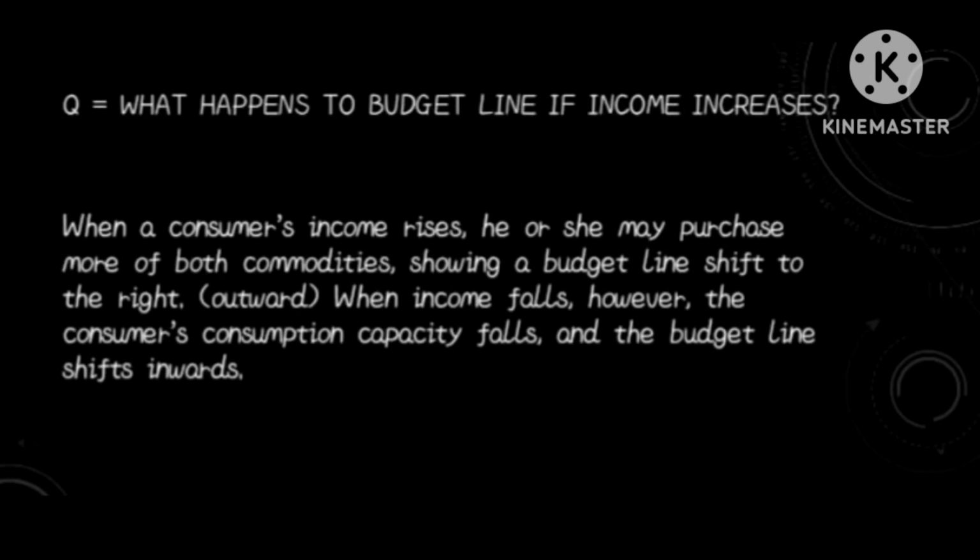Okay, so what happens to a budget line if income increases? When a consumer's income increases or rises, he or she may purchase more of both commodities, showing a budget line shift to the right or outward. When income falls, however, the consumer's consumption capacity falls and the budget line shifts inwards.